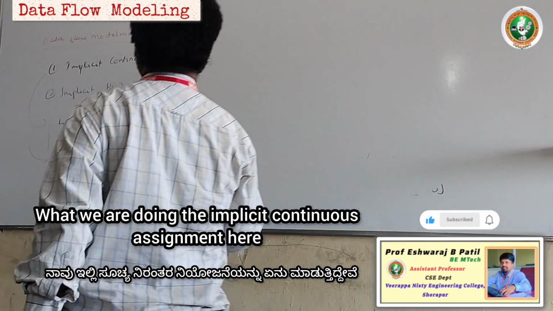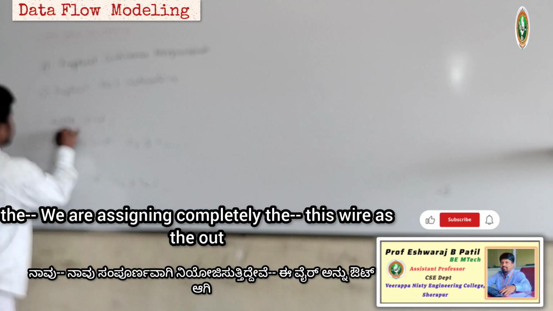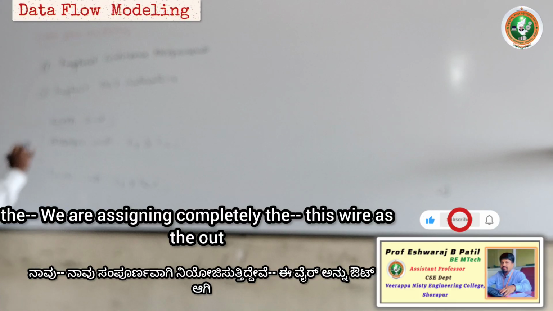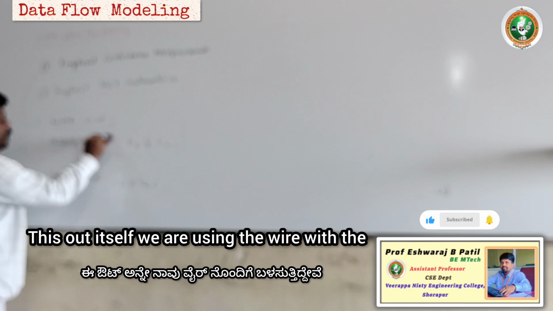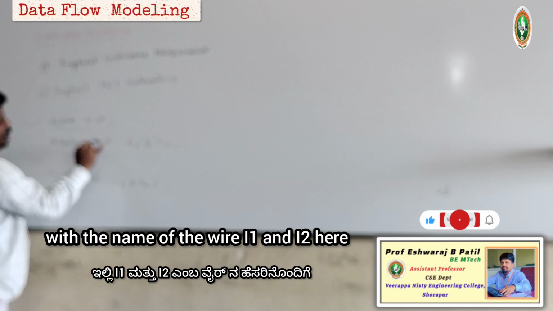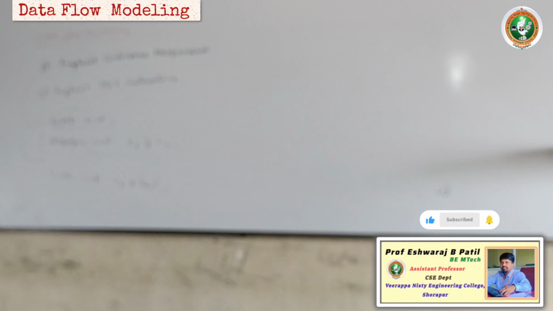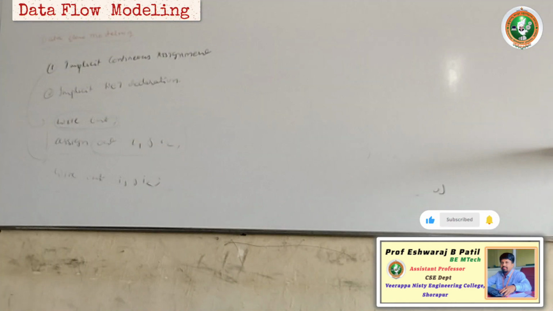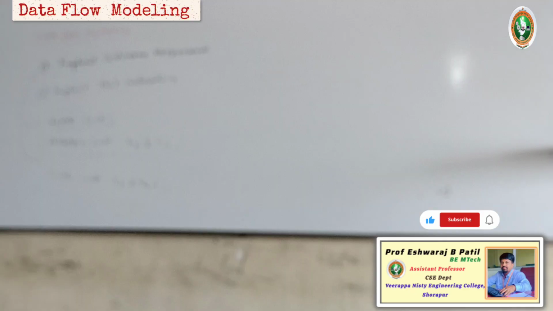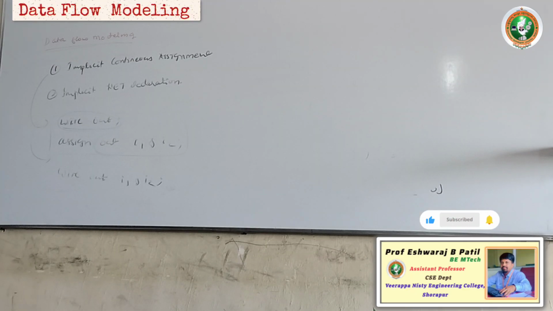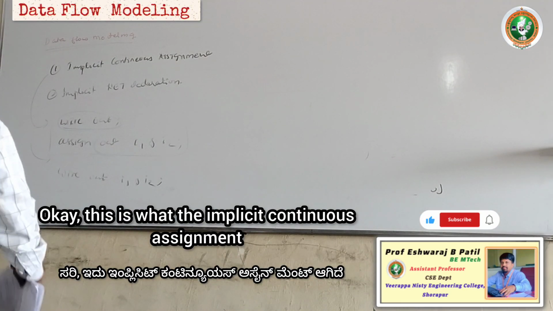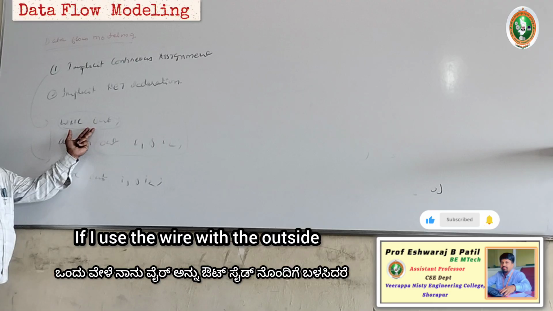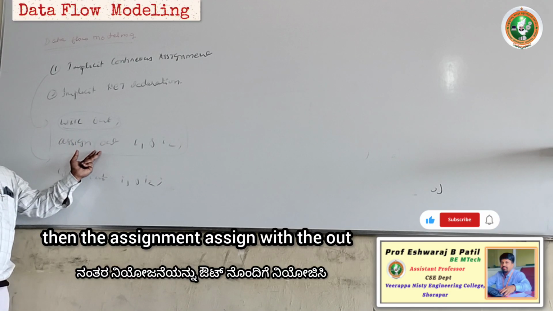In the implicit continuous assignment here, we are assigning this wire as the out. This out itself we are using as a wire, with the wires named I1 and I2. Okay, this is the implicit continuous assignment, if I use the wire with the out.